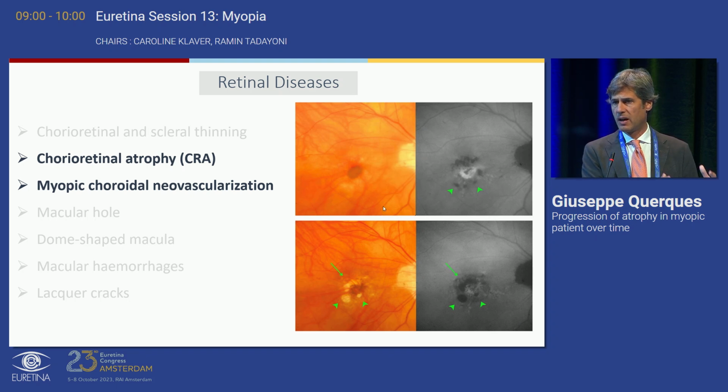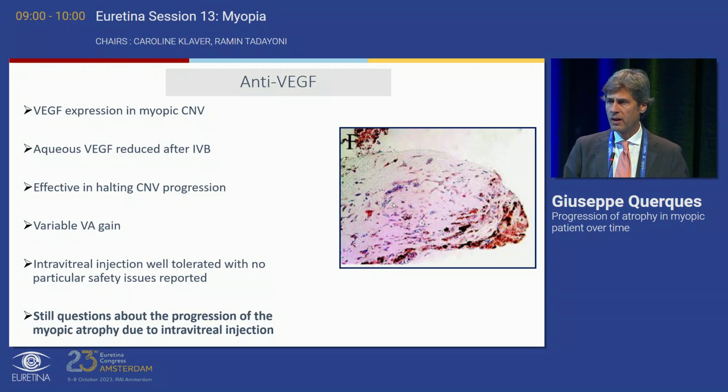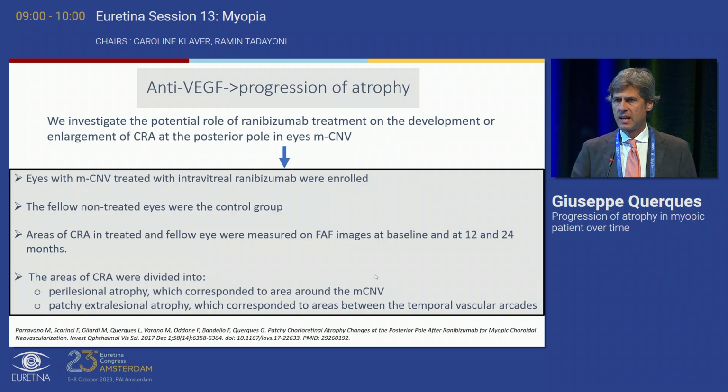So when we have atrophy, this may progress spontaneously, and then when this atrophy is associated with CNV, and we have to treat with anti-VEGF, is that associated with a higher progression of atrophy? Well, we did this kind of analysis, so we looked at both eyes, so patients with atrophy in one eye and the fellow eye with atrophy associated with CNV that needed anti-VEGF treatment.